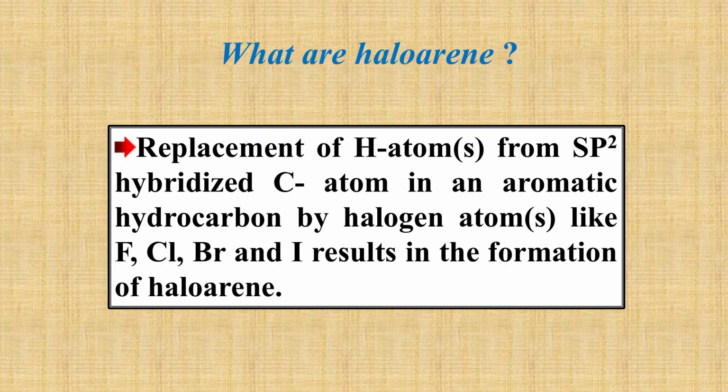I will just tell here that haloarene is similarly the same thing, replacement of hydrogen from an aromatic compound like benzene. The simplest aromatic compound is benzene, and from that benzene if you replace one hydrogen and you put one halogen, you get haloarenes. So, before we start the classification of haloalkanes and haloarenes, look at these things.